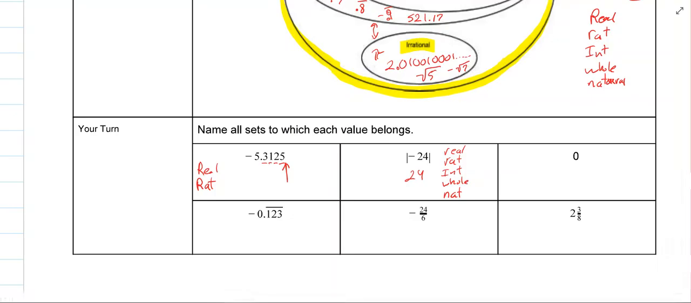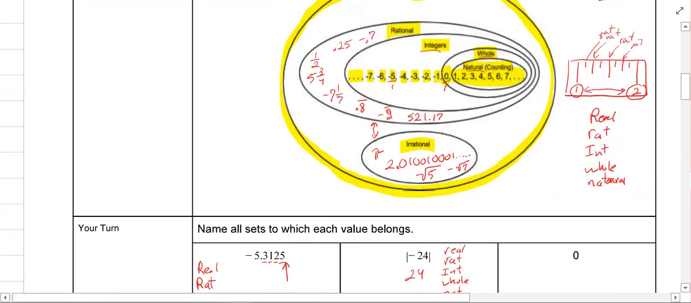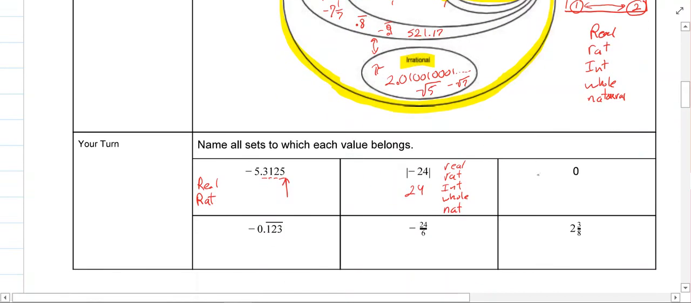Okay, what's 0? Well, if you look right up here, 0 is right there. So it's in the whole numbers circle, but it is not inside the natural. All right, so we're going to call this a real, a rat, it is an integer, and it is a whole number. It's the first whole number. It is not a rational number.